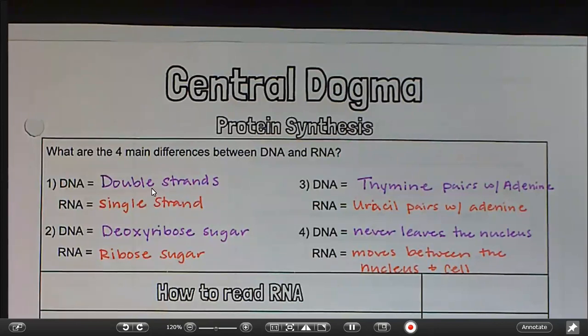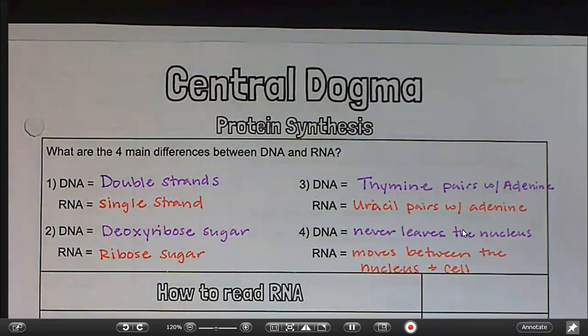And remember that DNA is double-stranded, RNA is single-stranded. DNA has deoxyribose sugar, that's our D, and RNA has ribose sugar, that's our R. Now this is the one that's going to be important for today, is that DNA uses thymine and RNA uses uracil. We have to remember that because when we get to protein synthesis and we're looking at how to read DNA to give us RNA, you're going to have to remember that that base pairing rule is going to switch a little bit depending on if you're going DNA to DNA or DNA to RNA.